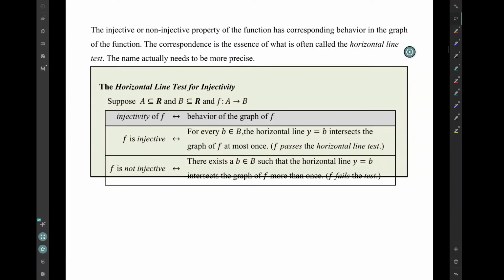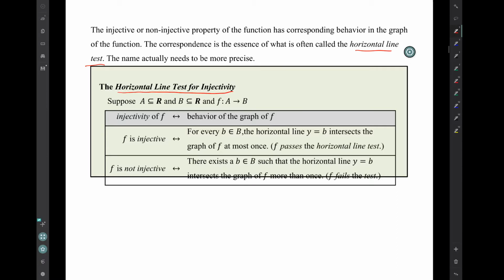Now, the injective or non-injective property of functions has a corresponding behavior of the graph of the function as well. The correspondence is what's often called the horizontal line test. The name actually needs to be more precise. I'm going to call this the horizontal line test for injectivity. Looks like I messed up on my typesetting here.